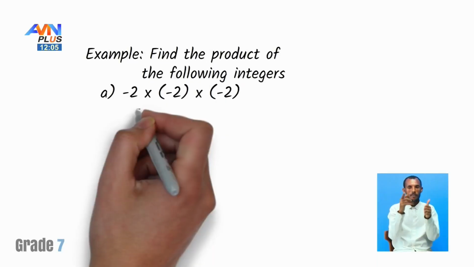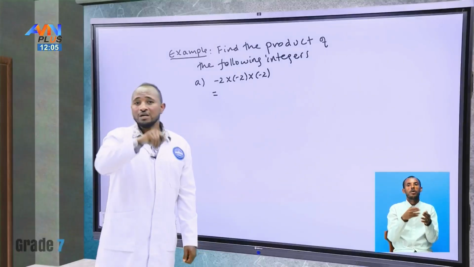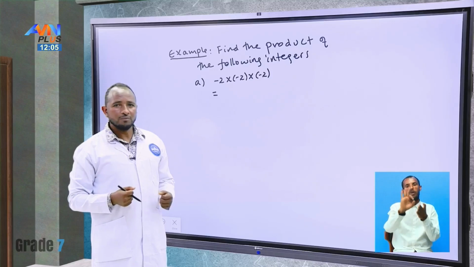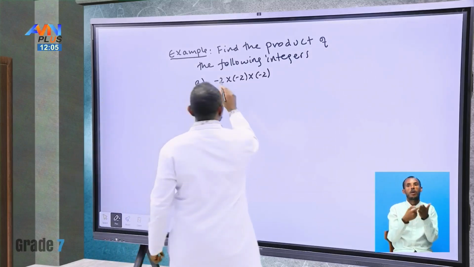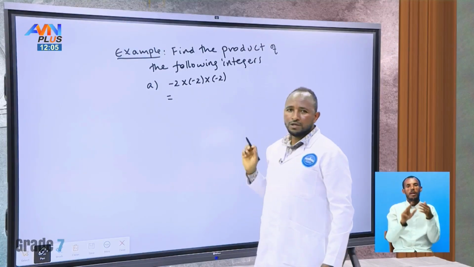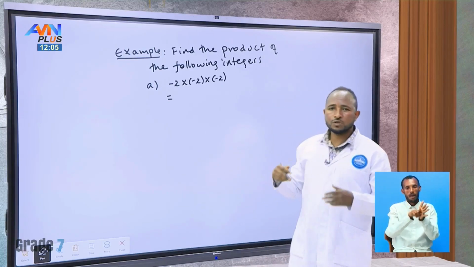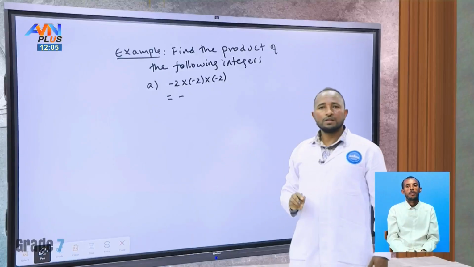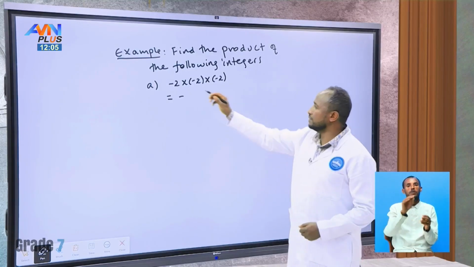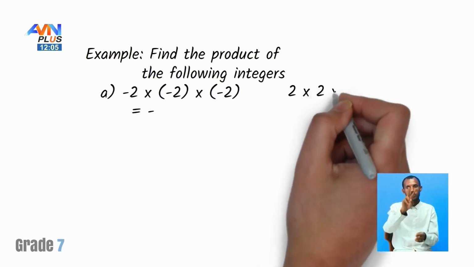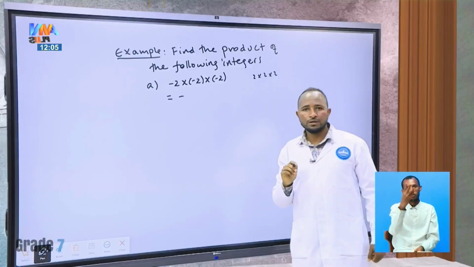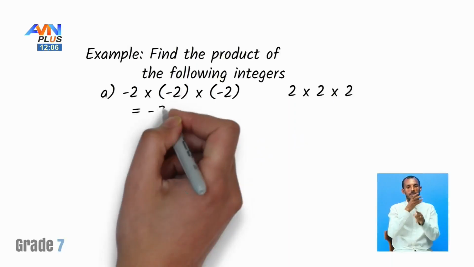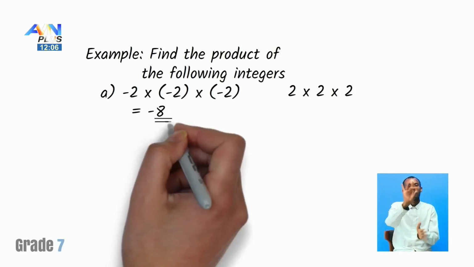Okay, first, before multiplying, what will be the sign of the product? Is it positive or negative? Let's count the number of negatives. Here you have 1, 2, 3 negatives. So the number of negatives is odd. Therefore, the sign of the product is negative. And then you multiply the numbers 2, 2, and 2. 2 times 2 is 4, and 4 times 2 is 8. Good. Therefore, the answer for this one will be negative 8.